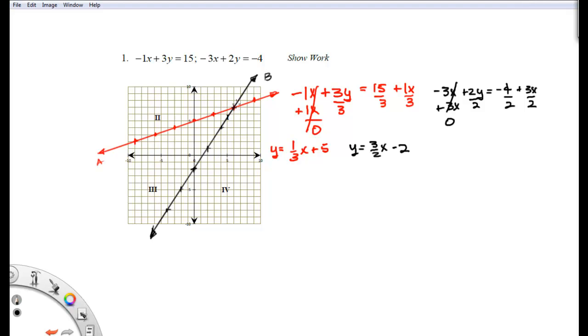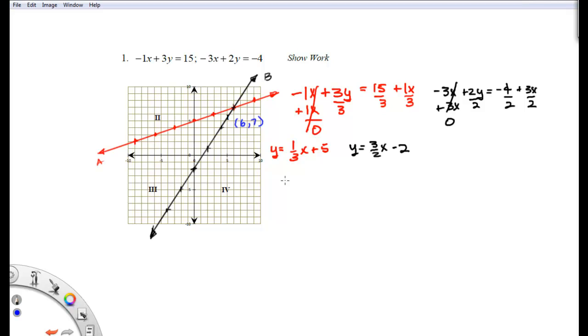And then if I look right here, there's where the intersection is, and that looks like the point 6, 7. Now because 6, 7 lies on the black line and it lies on the red line, it's a solution to both equations, because it lies on the line for this equation and it lies on the line for this equation.